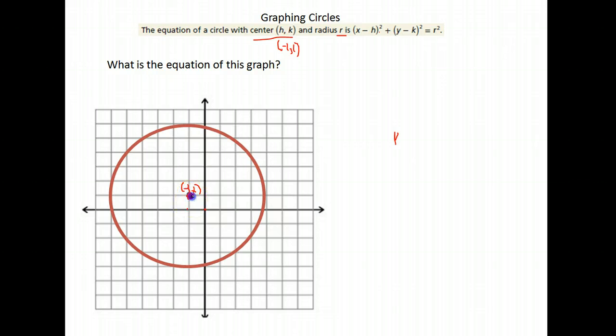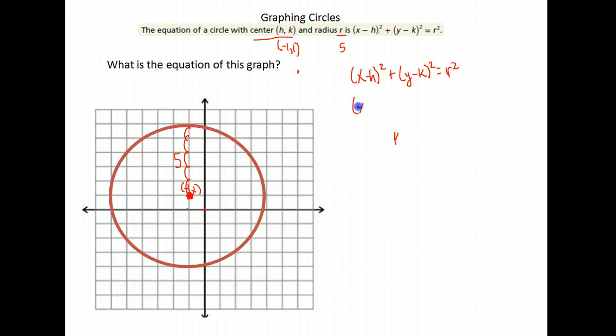The radius is the distance from the center to the edge. So I'm going to go straight up. How many units? 1, 2, 3, 4, 5. So the radius is a distance of 5. And now that I have the center and the radius, I can fill in the h, the k, and the r, and have my equation for my circle.